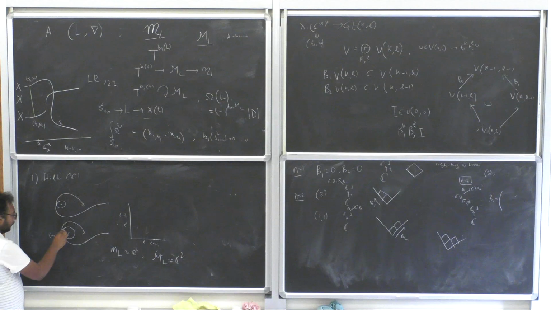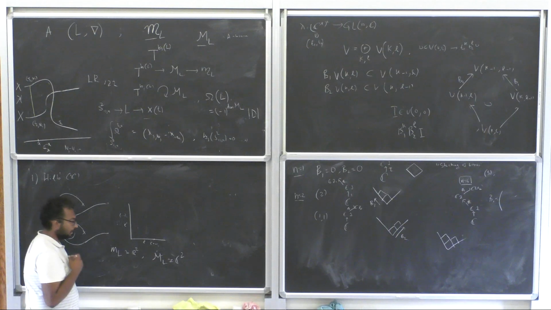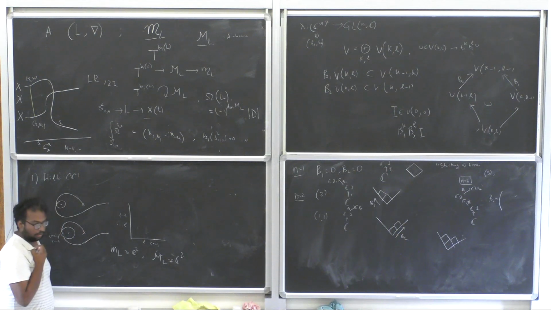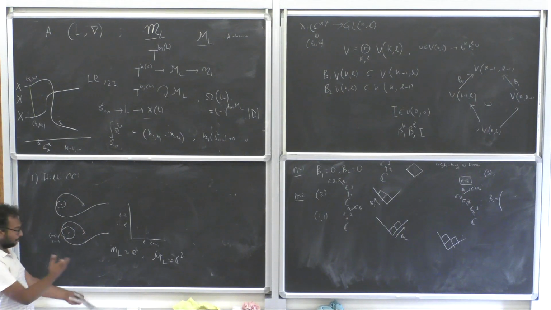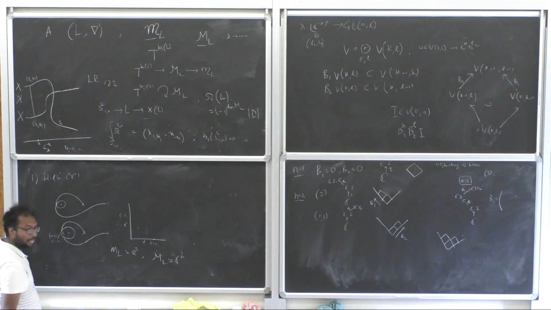No, L has a finite length. I mean, L cannot be as large as you want. L can be as large as you want, yes. Then the D0 just gets detached. I mean, it just gets detached. So it becomes a D0. Exactly. Yeah. So okay, this is the recovery of my Hilbert scheme.